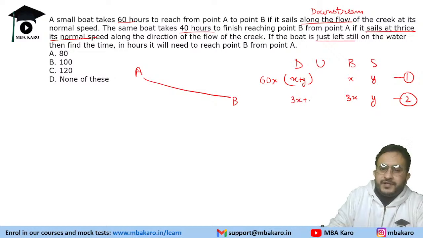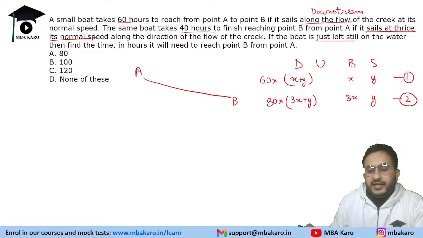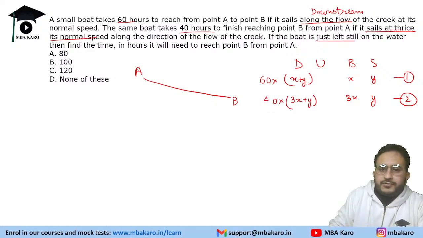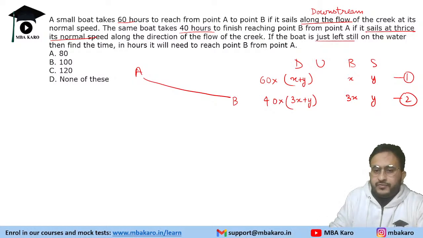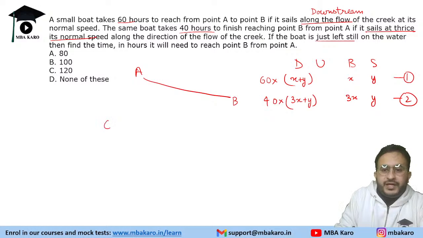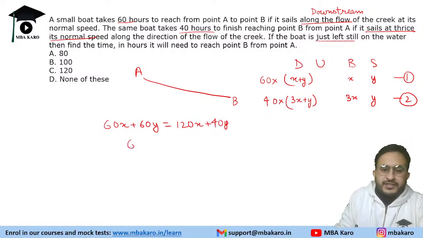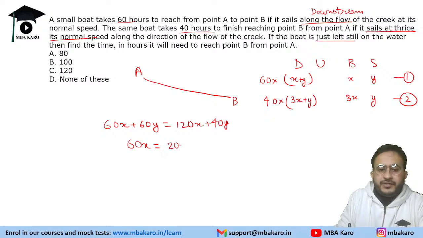So 3x plus y will be the downstream speed, and that will be 80. Yeah, sorry, 40. Time will decrease. 40 hours it takes. Right. So we will equate to find the relation between x and y. So we have 60x plus 60y is equal to 120x plus 40y, or we get 60x is equal to 20y, or y is equal to 3x.